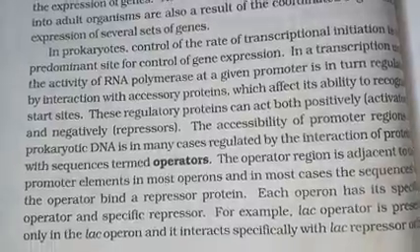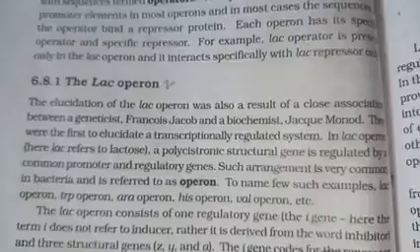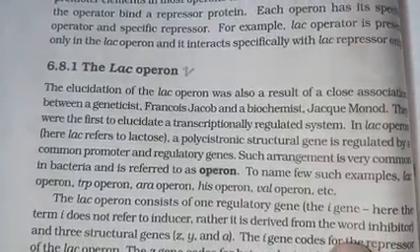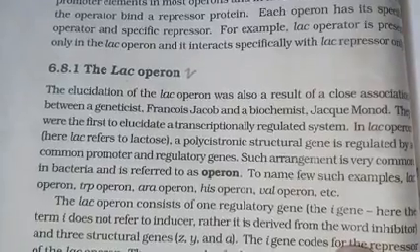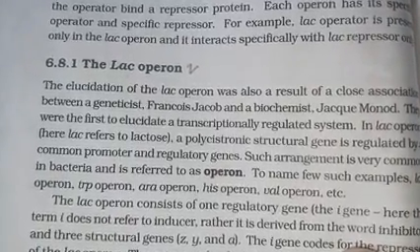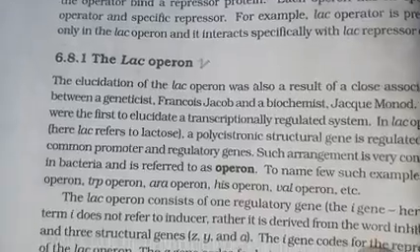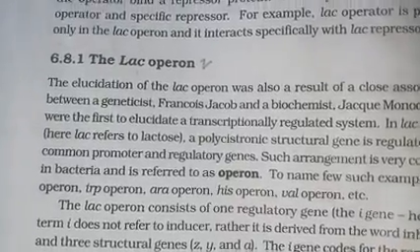Okay, now we are going to the case of the lac operon, which was discovered by Francois Jacob and Jacques Monod. These were the two scientists who said that the transcription of the DNA strand takes place under a particular metabolic, physiological, and environmental regulation.